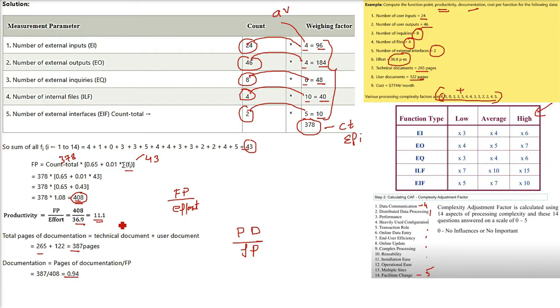Now coming to the cost per function point. This is simply computed by cost divided by the productivity. So the cost total given is $7,744 per month, divided by the productivity 11.1, which we already computed. That was the first thing we computed. So that will be about $700. This is how we compute the function metrics.